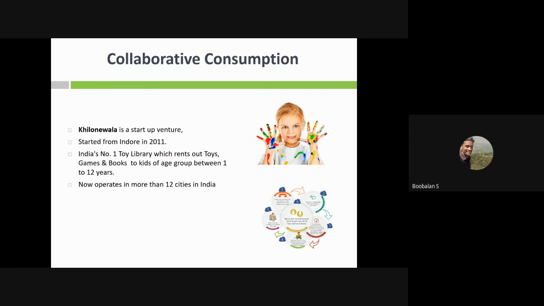Even if they buy back a cracked product, they will repair it, modify it, and make it again as a new product, and then sell it back to us customers. So they are also following circular economy policies, like Kilonwala. So these are some examples for you, but it is not restricted.